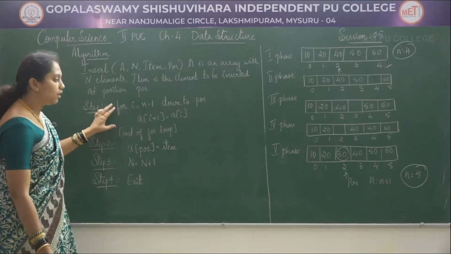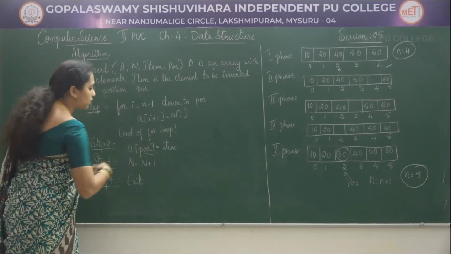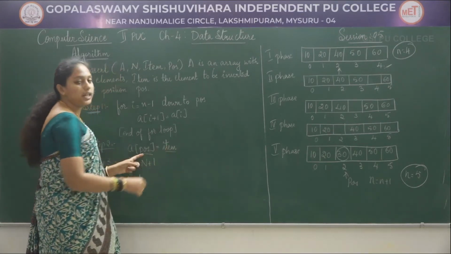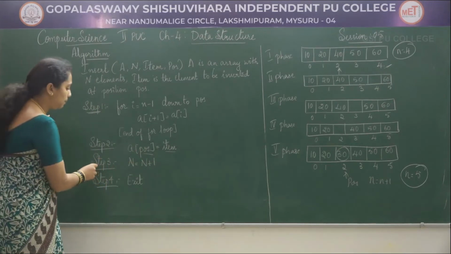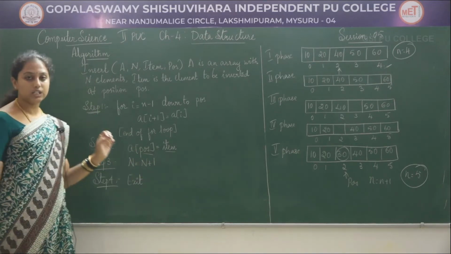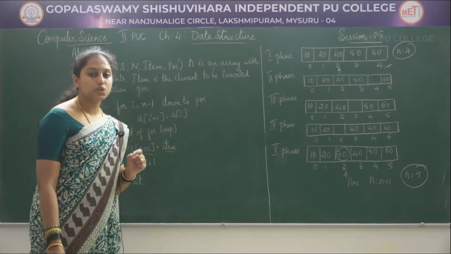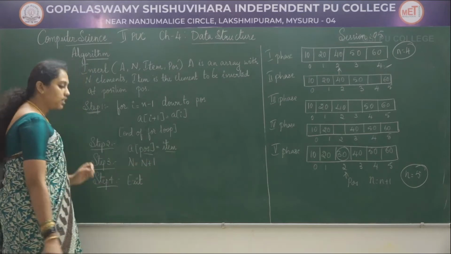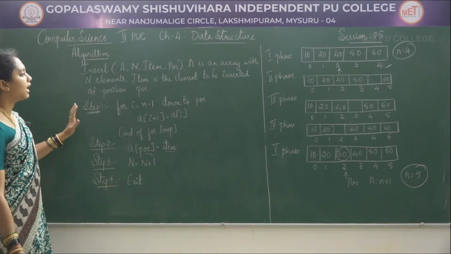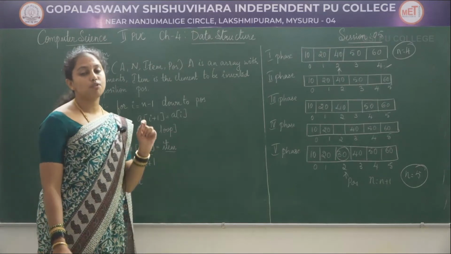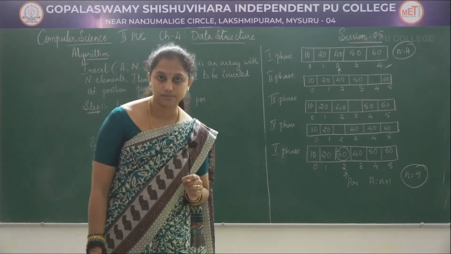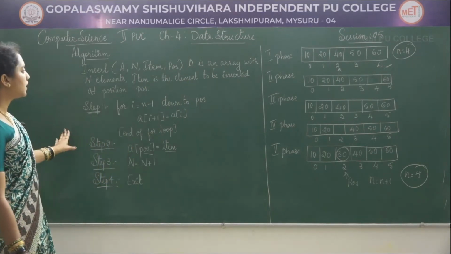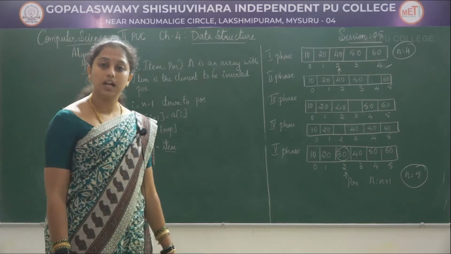So after shifting all the elements, the required position becomes empty. So in that place, we have to insert an item. In step 3, after inserting an item into an array, the size of an array is increased by 1. That is n is equal to n plus 1. So this is the algorithm for insertion of an element into an array. Let's write a C++ program for insertion of an element into an array.